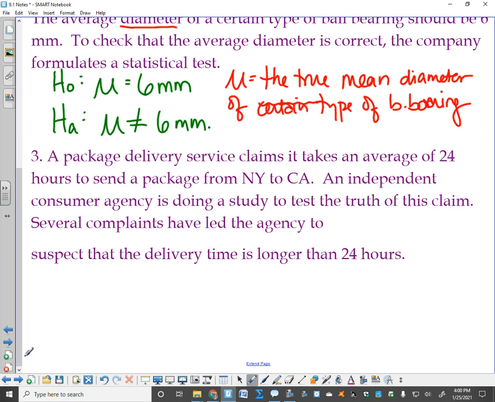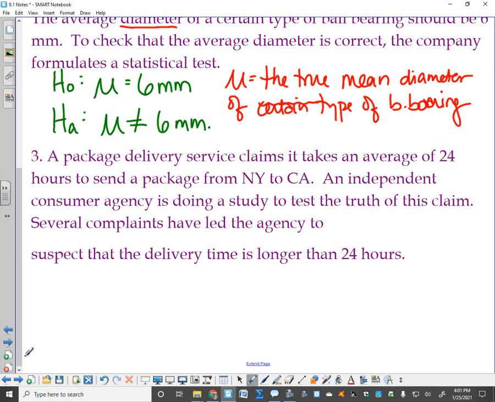A package delivery service claims that it takes an average of 24 hours to send a package from New York to California. Impressive. An independent customer agency is doing a study to test the truth of this claim. Several complaints have led the agency to suspect that the delivery time is longer than 24 hours. Are people going to complain about their package getting there too soon? No. So you've got to have enough maturity and kind of a with-itness, real world knowledge sprinkled in on this. They shouldn't even have to say that second sentence.